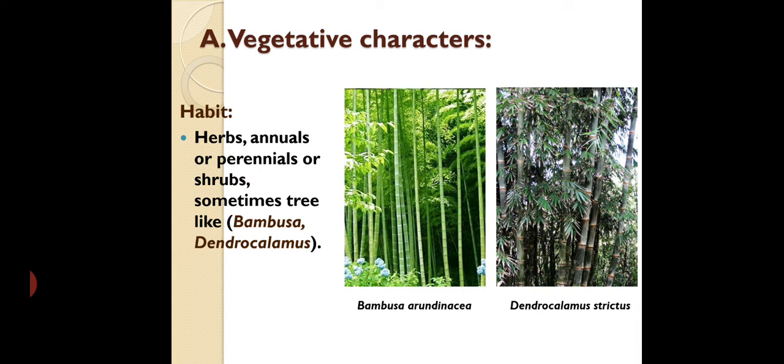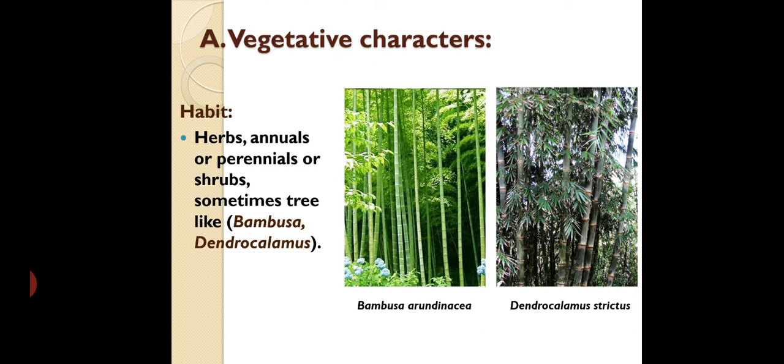Most of the members are annuals, or rarely perennial herbs, and sometimes tree-like, such as Bambusa and Dendrocalamus. Herbaceous examples I have not explained with a photograph because these are all familiar herbs. Annual herbs, for example, Oryza sativa, that is rice, is one common example. Then perennial, that is sugarcane. That's why it is not explained with photos.